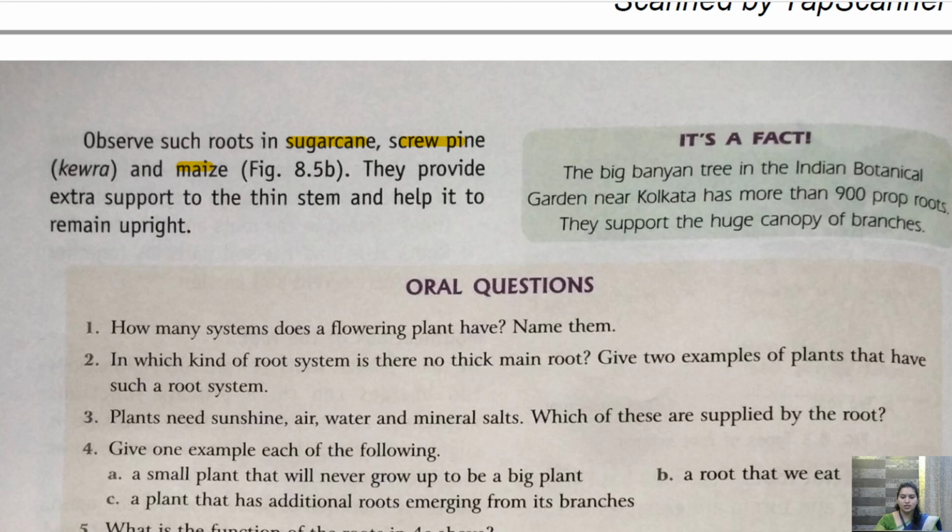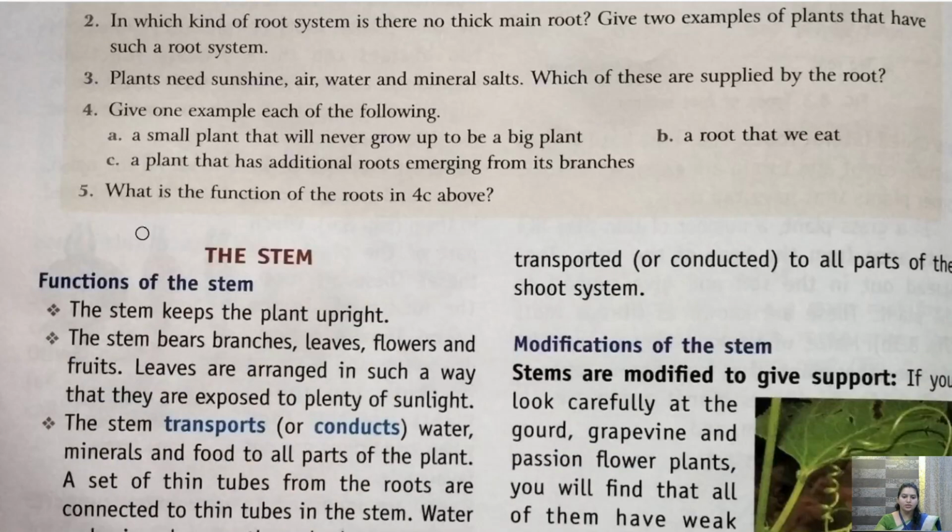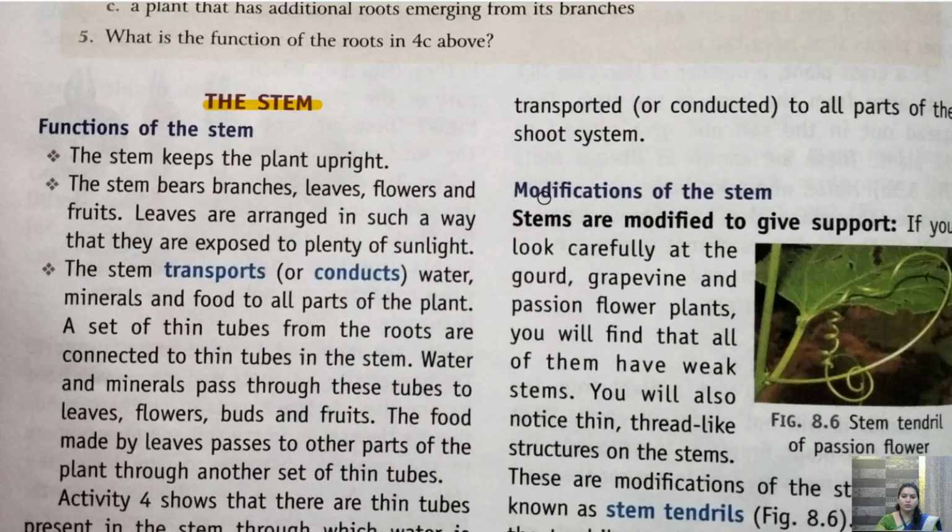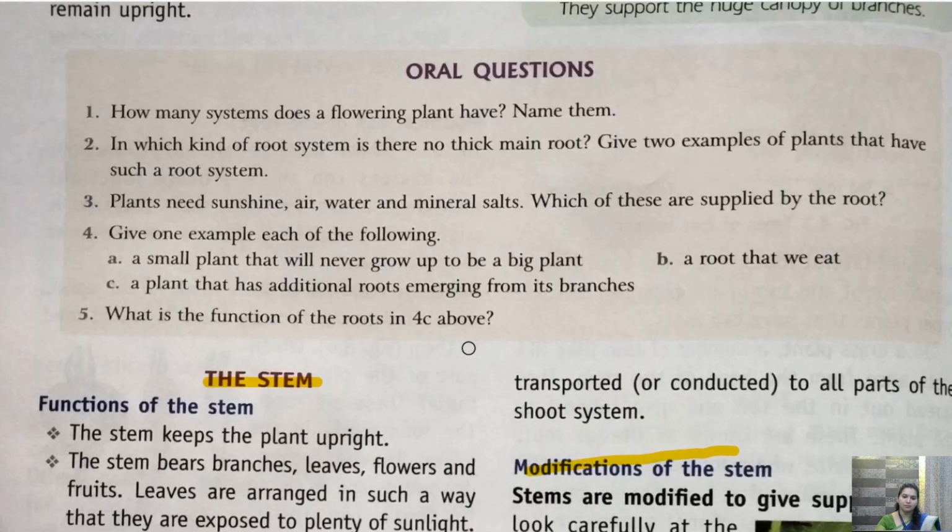In the next class, children, we'll do the oral questions and we'll talk about the stem. We'll see what a stem is and what the modification of a stem is. There are tendrils present, that is called stem tendril. Potato, gourd, grapevine are all examples of this.